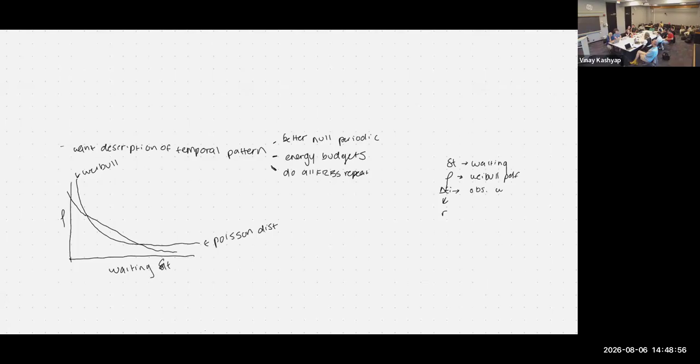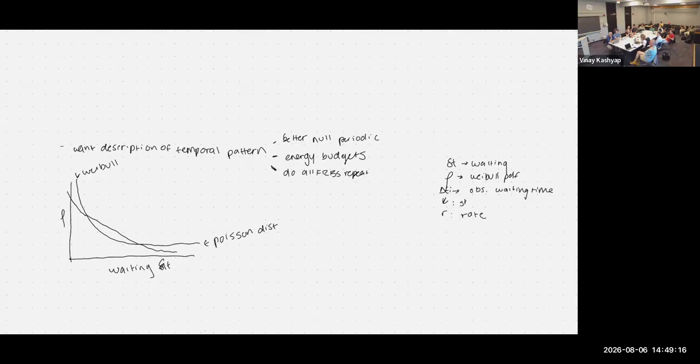And then the Weibull is described by two parameters, a shape parameter and a rate parameter. The rate you can think of like the Poisson rate, and then the shape parameter, if it's equal to 1, it's exactly equal to the Poisson. If it's less than 1, it's more clustered than the Poisson. So I basically just want to estimate K and R given my observations.